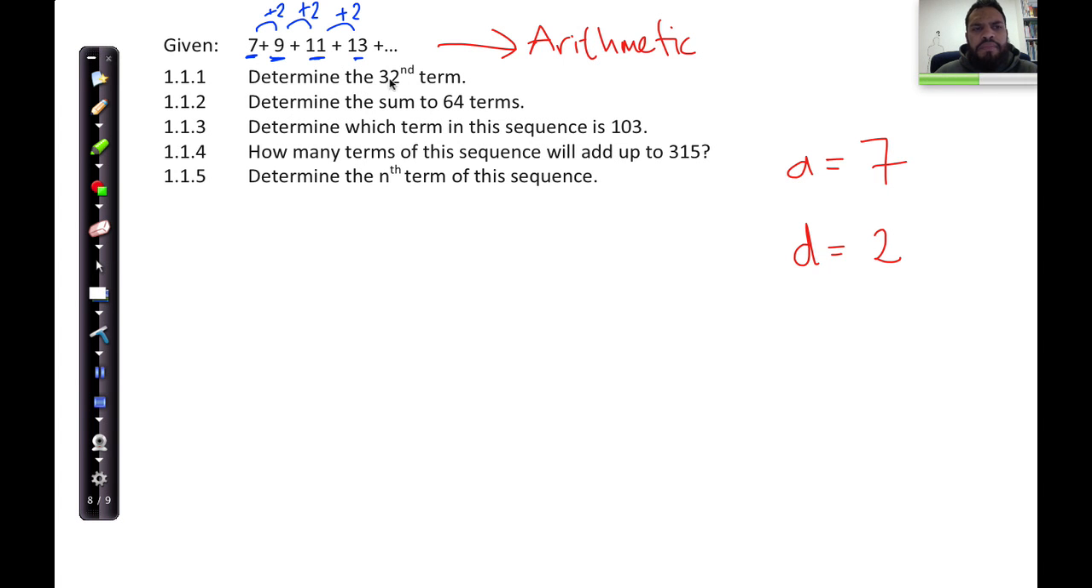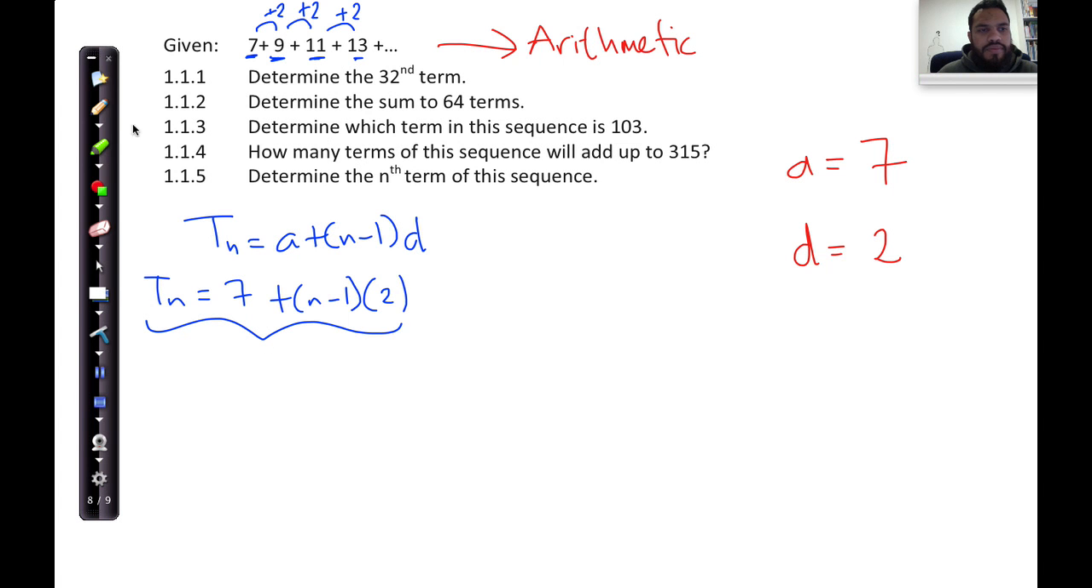Before we answer question 1.1.1, let's add a question there. Determine the general term of the sequence. The general term of the sequence is going to be Tn equals A plus n minus 1 multiplied by D. Then I need to make it specific, so Tn is equal to 7 plus n minus 1 multiplied by 2. That's going to be the general term of my sequence. This is what we call the nth term formula, or the general formula. In other words, the term value for the term being in position n.